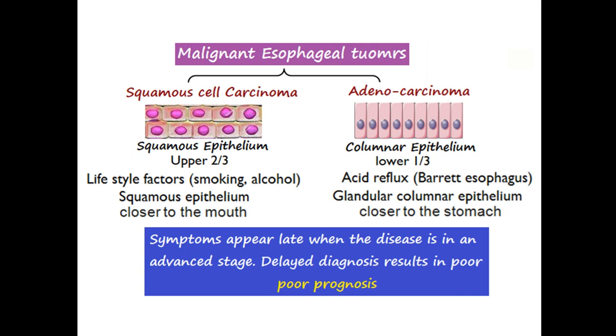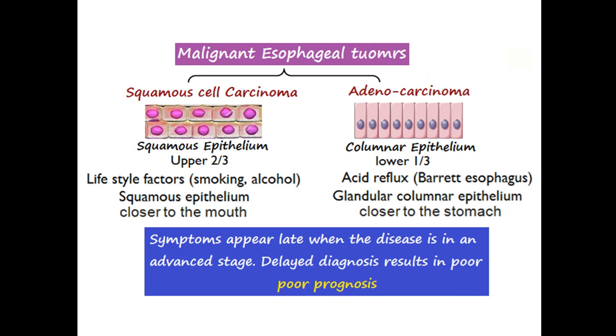So sometimes this gastroesophageal acid reflux causes metaplasia in the lower third of the esophagus, and the squamous epithelium is metaplastically transformed into columnar epithelium. This condition is known as Barrett esophagus. But if cancer occurs in this type of epithelium, it will be adenocarcinoma, and this type of cancer will be closer to the stomach.